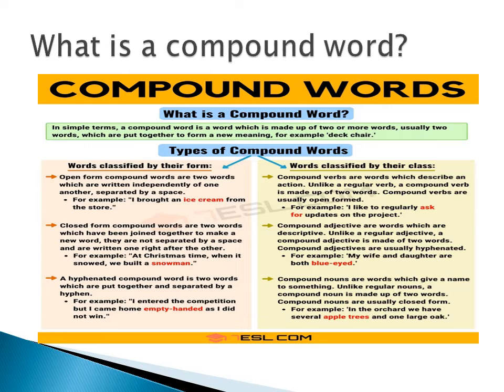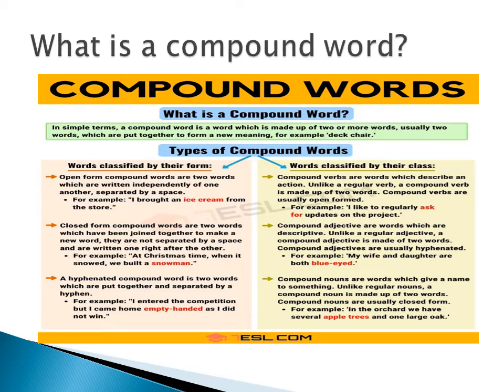The last one, a hyphenated compound word, is two words which are put together and separated by a hyphen. For example, I entered the competition, but I came home empty-handed as I did not win. The word empty-handed is a compound word, two words separated by a hyphen.